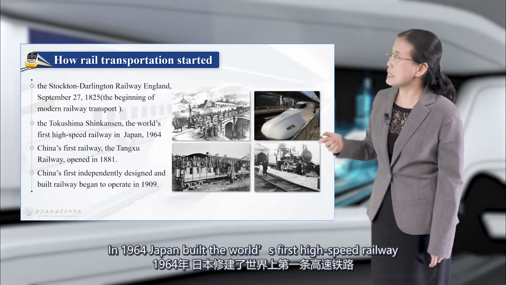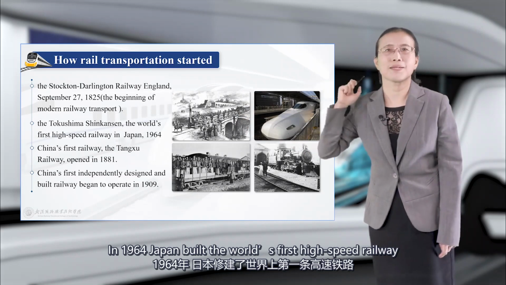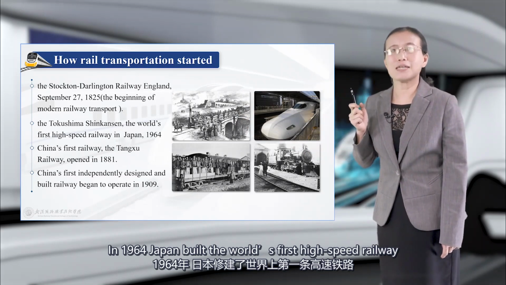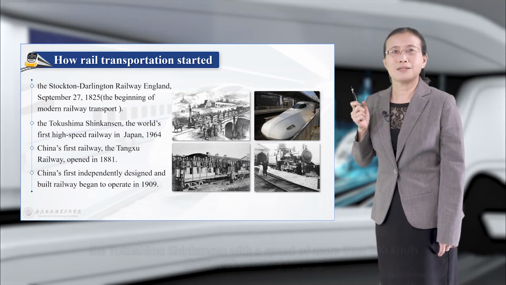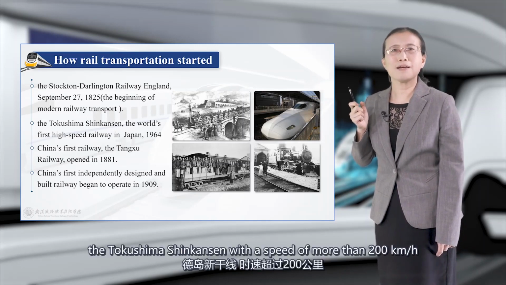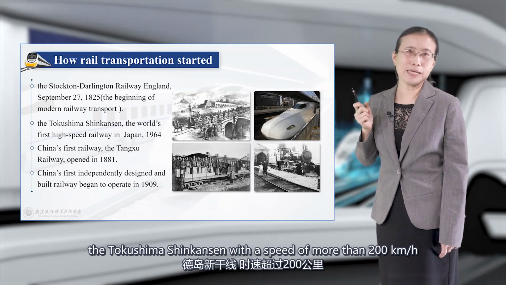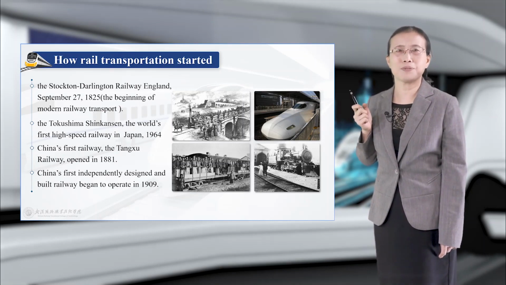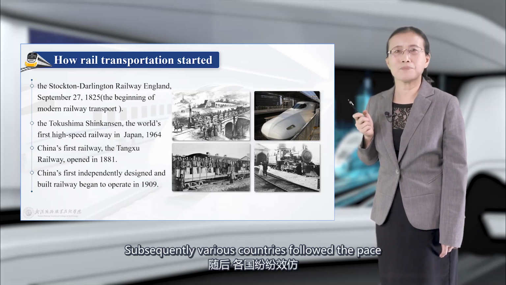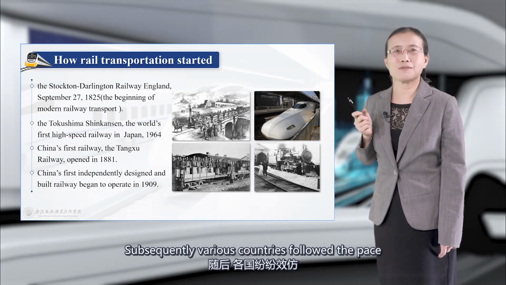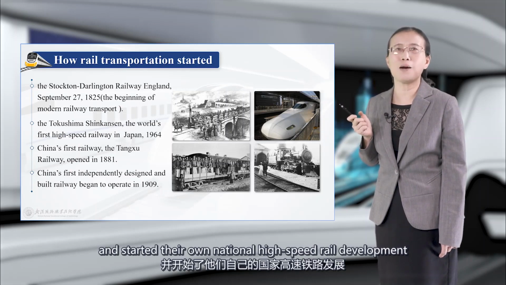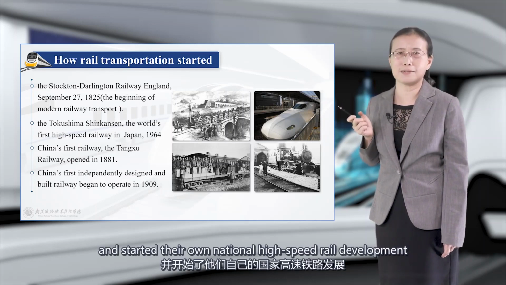In 1964, Japan built the world's first high-speed railway, the Tokaido Shinkansen, with a speed of more than 200 kilometers per hour. Subsequently, various countries followed the pace and started their own national high-speed rail development.